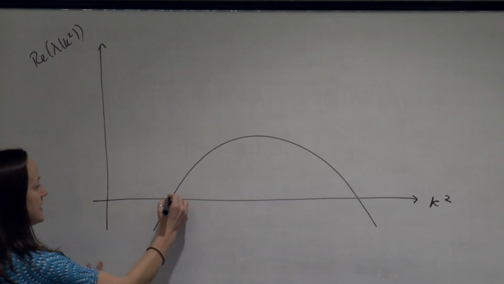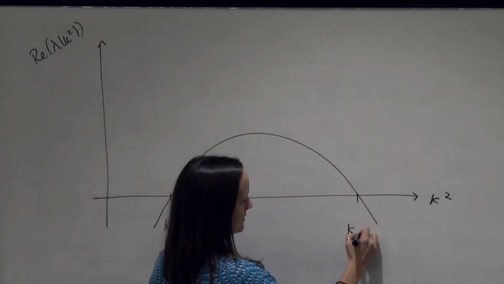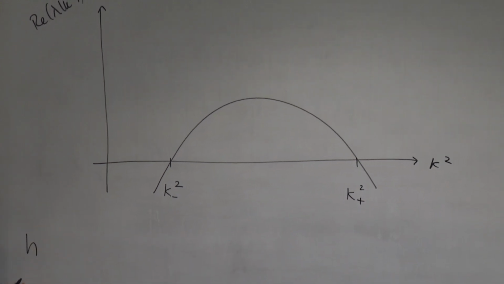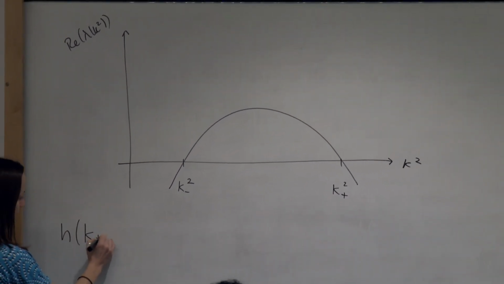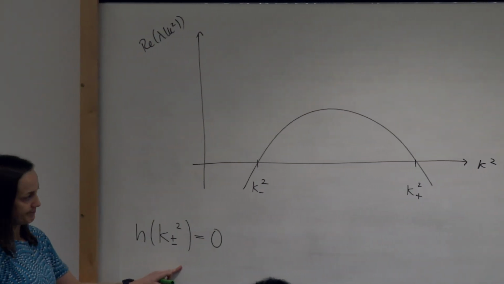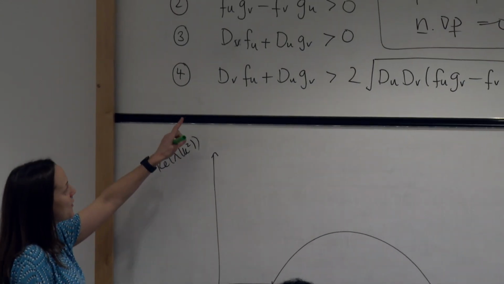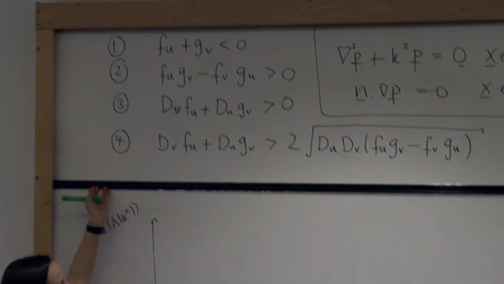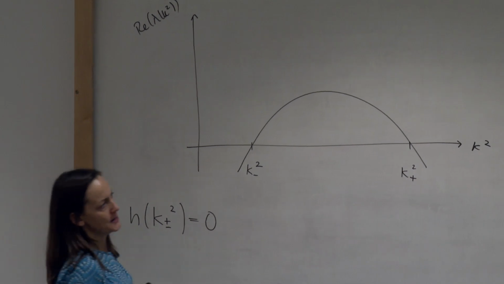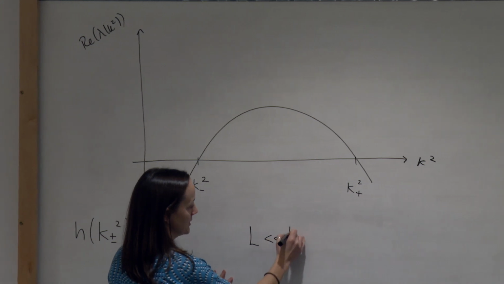In the lecture notes before, I called these k minus squared and k plus squared. They're just the roots, right? Think of our quadratic h as a function of k squared; then h of k plus or minus squared are equal to 0. That's how they were defined. You can derive expressions for k plus minus squared from the various combinations of those terms up there. It's all in the notes. So what happens if my domain is very small? Can anyone hazard a guess?